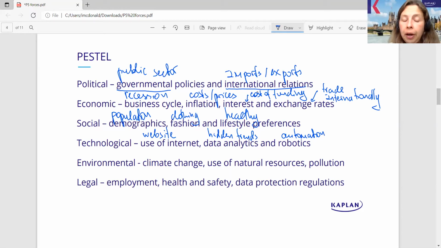Moving on to environmental factors, every organization will need to consider how it impacts on its environment. Many companies will have corporate social responsibility policies, or CSR policies, that will consider what impact our organization will have on its environment. For example, things like CO2 emissions that will lead to global warming and climate change. Companies are thinking about the use of natural resources, for example, the use of water.